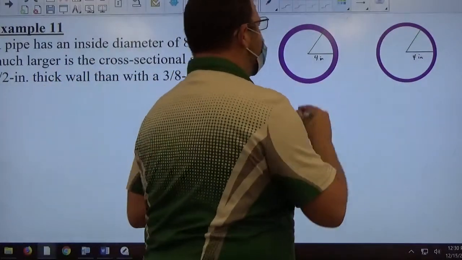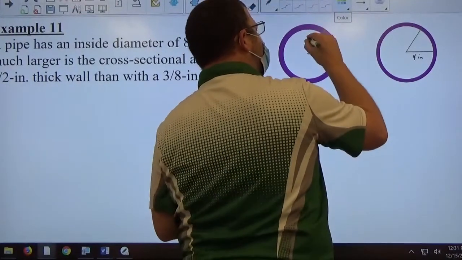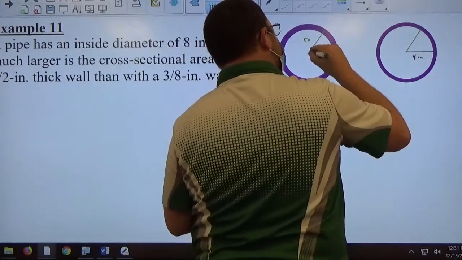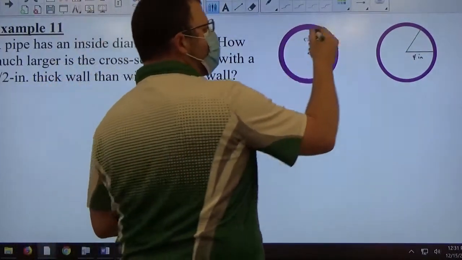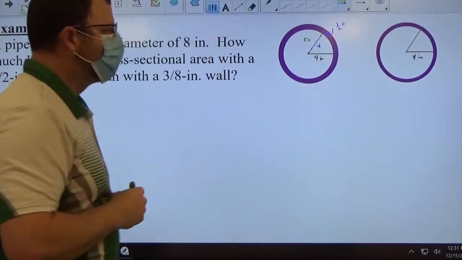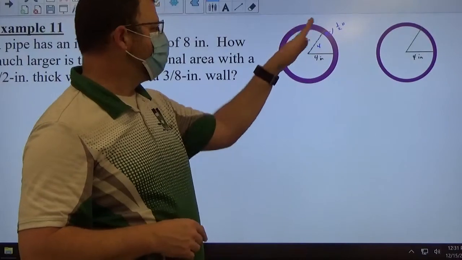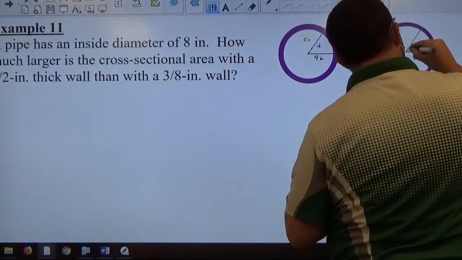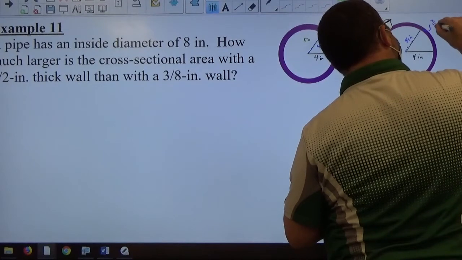Well, once again, we're looking at the outer radius, right? The outer radius is green, so I'm going to say R sub O, right? This bit right here is 4 inches, right? And this little bit here is 1/2 inch. So notice this time the inside radius plus the thickness equals the outside radius. So this time they're telling us inside, not outside. And the same deal over here. The inside radius here is 4 inches. This little bit here is 3/8 of an inch.